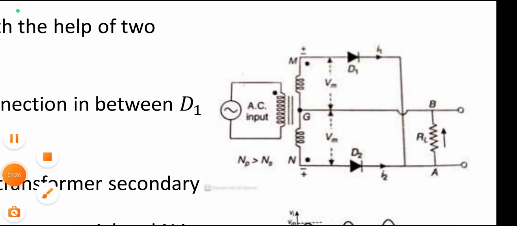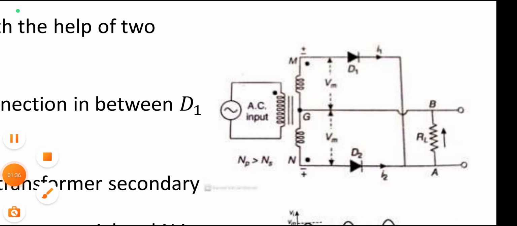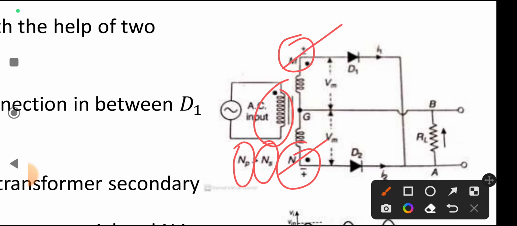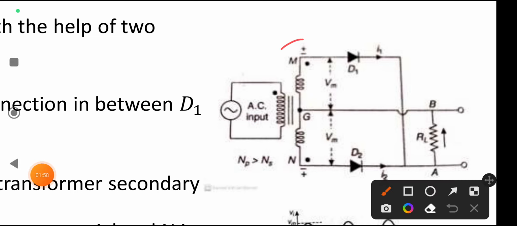See here, this is the circuit diagram, and generally we call it a transformer, right? This is the primary coil and these are the secondary coils. Generally the primary coil is greater than the secondary coil, and here two points are marked, M and N, and at the center it is G. It is sometimes called center tapped, and the main use of this G is to make M and N alternately positive and negative.